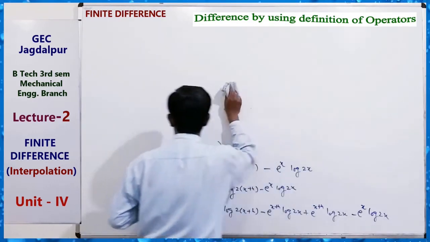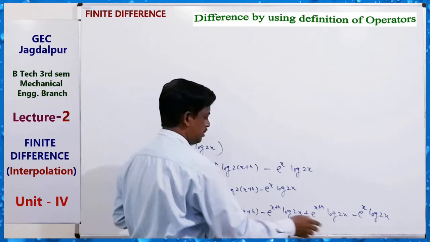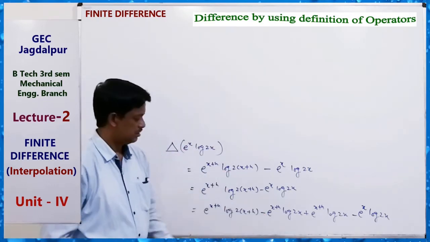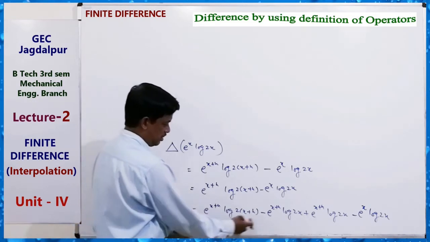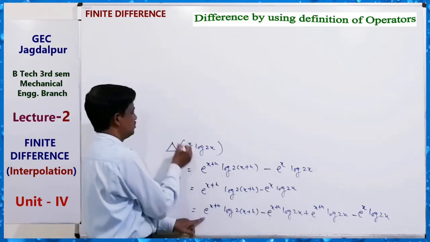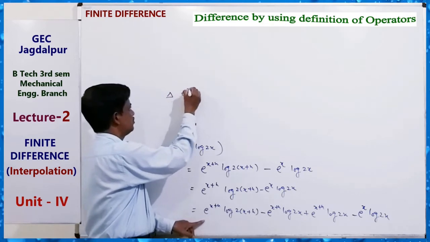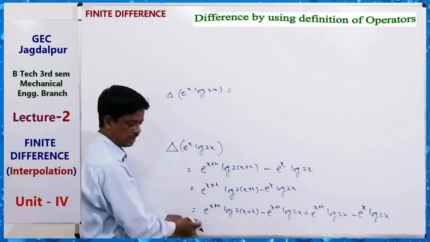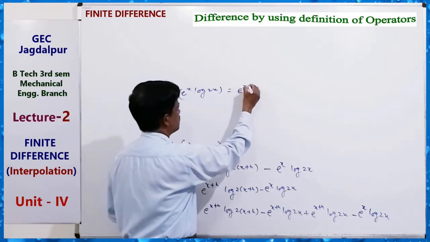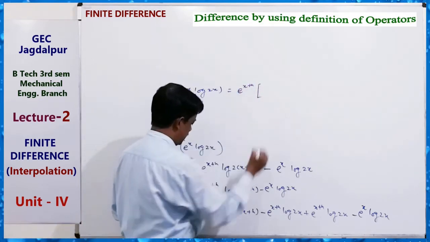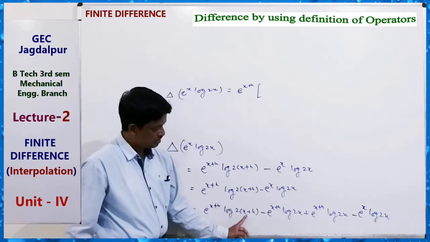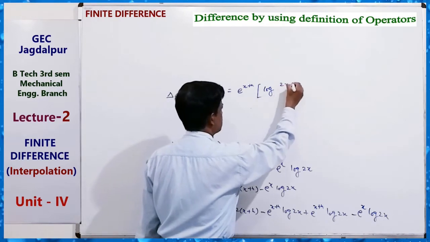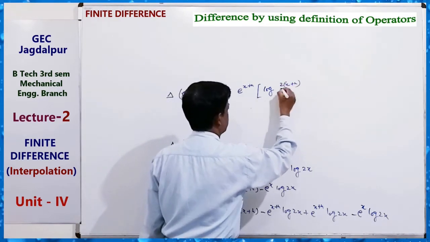For finding the difference, just apply the definition and then simplify it. You can simplify here: e to the x plus h, e to the x plus h. So this is equal to, also, log 2x is equal to, after this line, e to the power x plus h, and common is this. Now log of this minus log of this. So log of 2x plus h upon 2x.